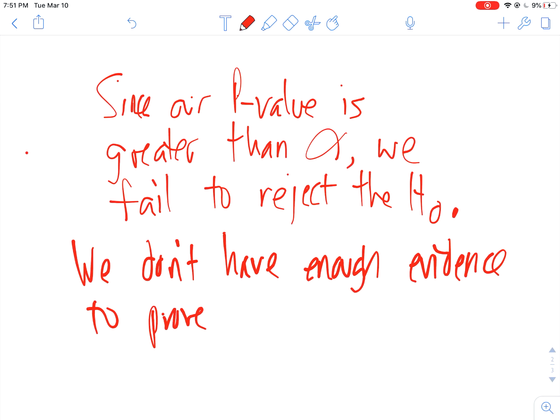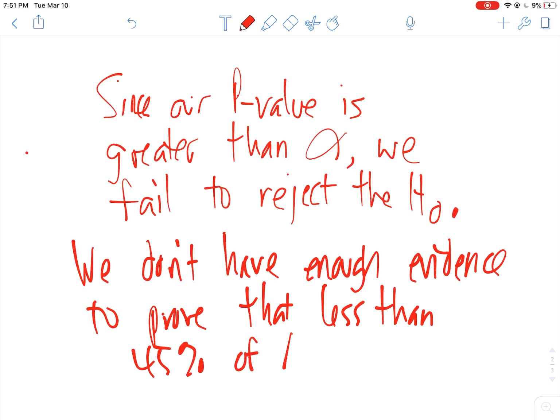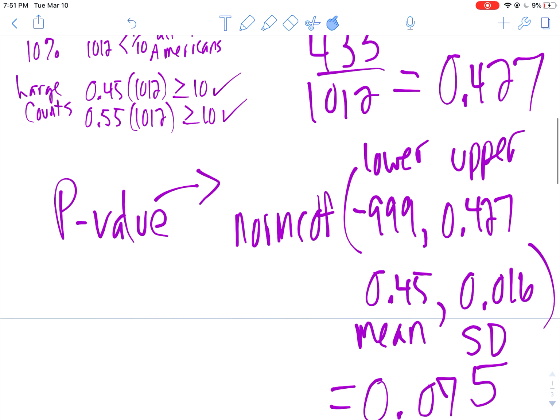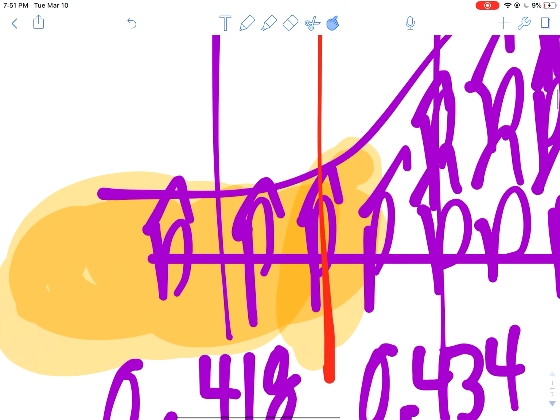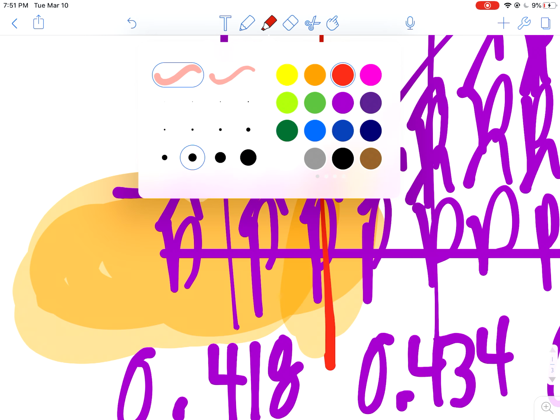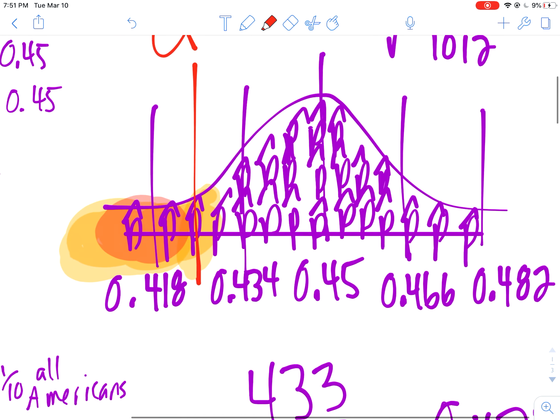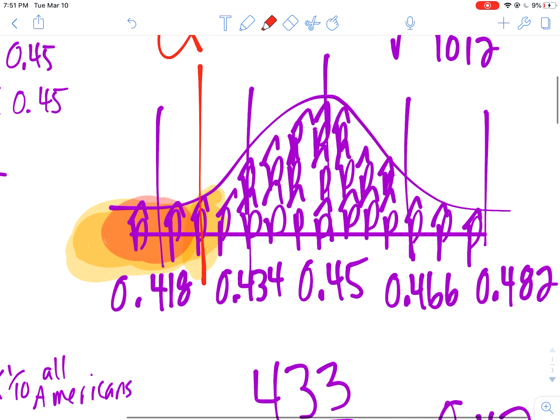To prove that less than 45% of Americans believe in ghosts, we have no proof to dispute that now. If we had a lower statistic, we might be able to. If the probability of getting another statistic was less than 5%, like say we got one of these statistics in here, we got one of these, then we'd have enough evidence to say, okay, I got something really low here, so that 45% is bogus. But we didn't. We got something just to the right of it.